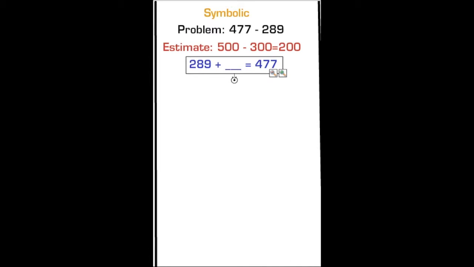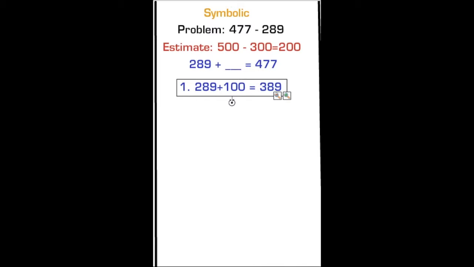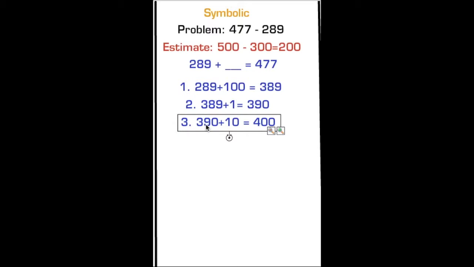So the first step is to think in nice friendly numbers. So the first step that I like to do is go 289 plus 100 equals 389. So now I know that the next step is to add 1 so that I can get to a nice friendly number of 390. And now I know that 390 is only 10 away from 400, so I know that 390 plus 10 equals 400. And now I know I'm only 77 away from 477. So now if I add 77 to 400, I will get 477.